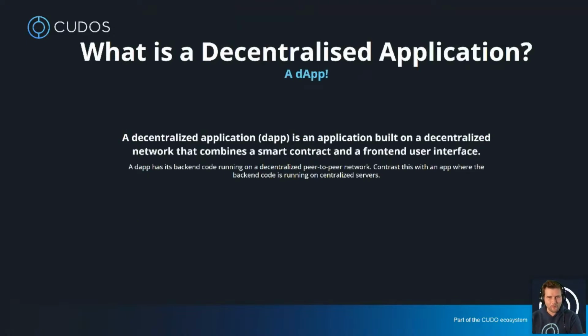But now, what is the main sort of application within Web3? What is its characterized way of interacting? And that is through a decentralized application, or a dApp or a dApp, call it what you like. It is the idea of an application that is built on a decentralized network that combines a smart contract and a front-end user interface. And so we've got this idea of a smart contract underneath and the front end, which gives us a user experience and a user interface to interact with that underlying smart contract.